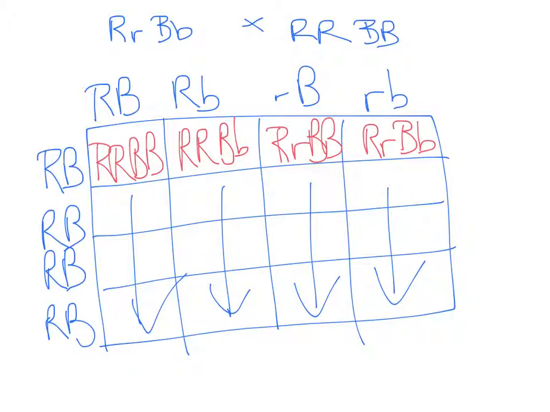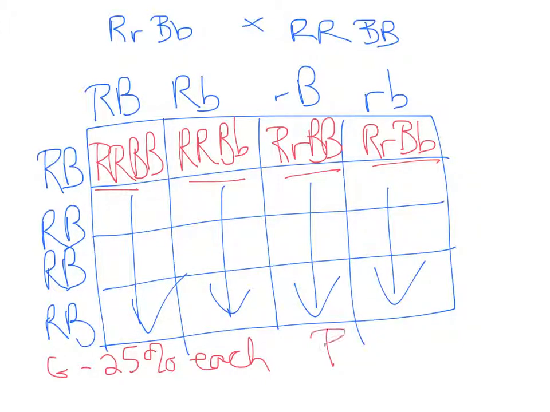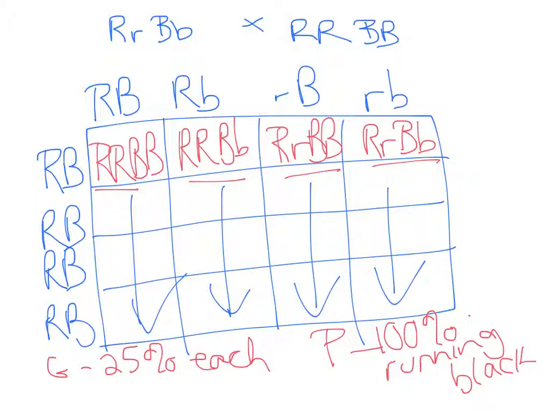All right, all of them have a capital R and a capital B. That's what I noticed right away. So that makes it easy. Genotype percent, however, all of these are different. So it's going to be 25% of each. On a test, make sure you write that out. Phenotype percent, they are all 100%. What did the R represent? Running. And the big B represents black hair. And that finishes up genetic problem number 11.